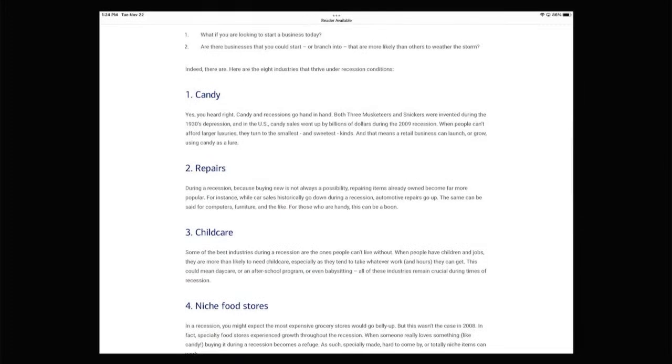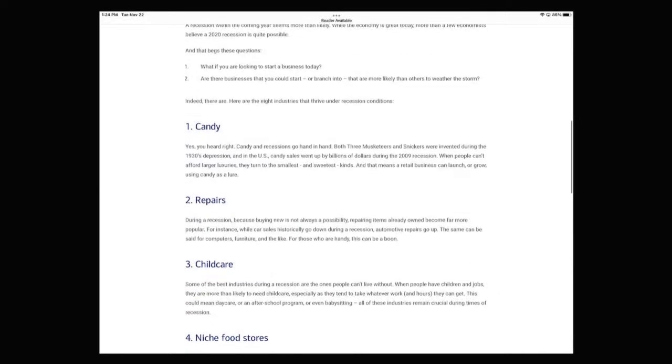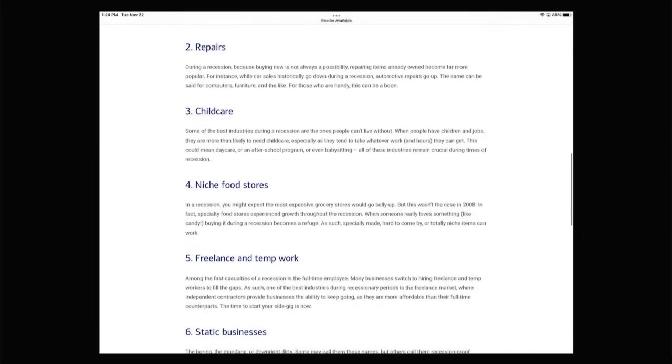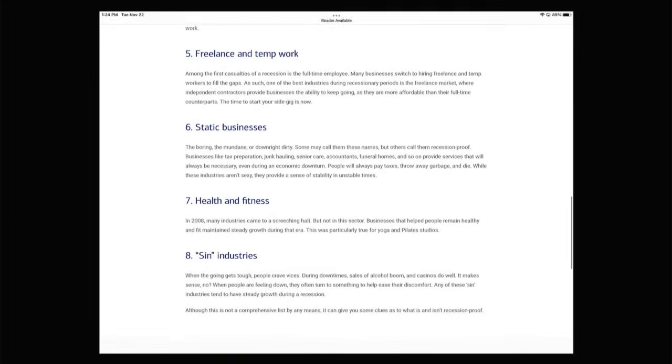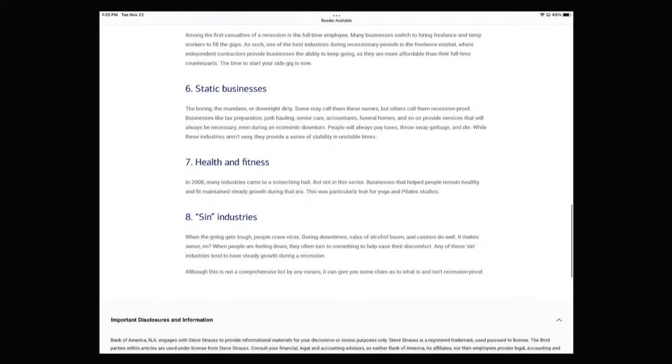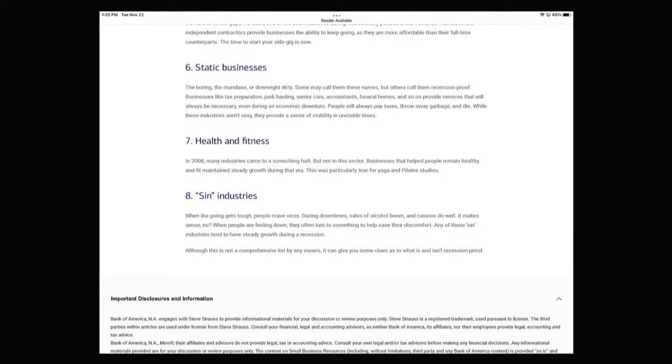We got candy. Ooh, candy. Candy survives. Repairs, childcare, niche and food services, freelance and temp work, static businesses, the boring, mundane, or downright dirty. Some may call them these names, but others call them recession-proof businesses like tax preparation, junk hauling, senior care, accountants, funeral homes, and so on. Provide services that will always be necessary even during an economic downturn. That's probably real true. Health and fitness. What? In 2008, many industries came to a screeching halt, but not in this sector. Businesses that help people remain healthy and fit maintain steady growth during the era, right?